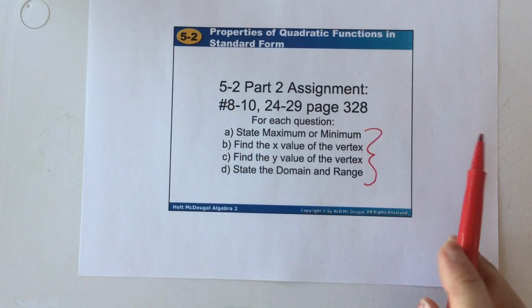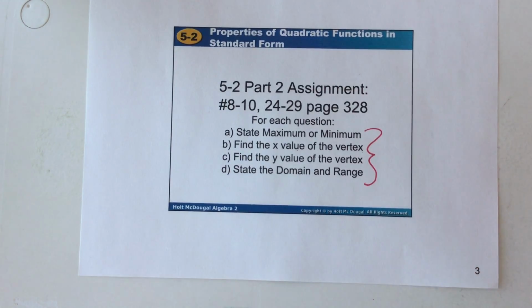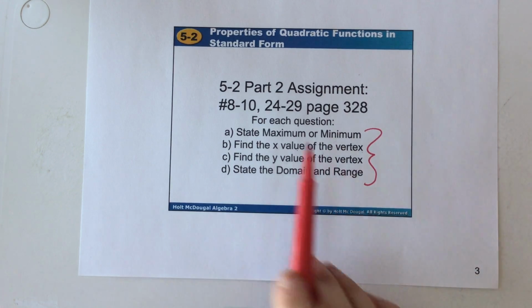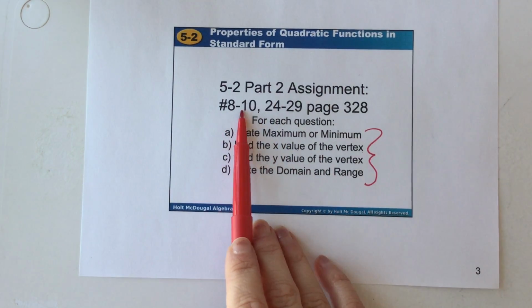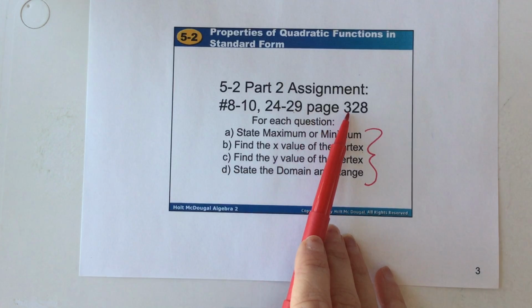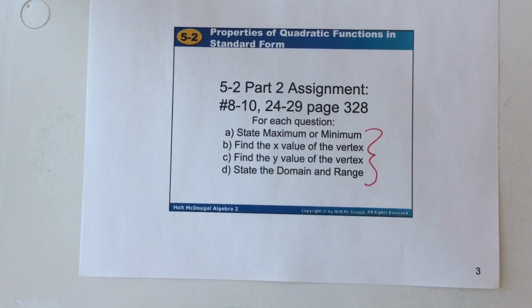That is it. So as you do the assignment again, do not follow the directions in the book. So hopefully you did this whole video, otherwise you might get a little confused, okay? So you're going 8 to 10, 24 to 39. You'll find those questions on page 328 in the textbook.